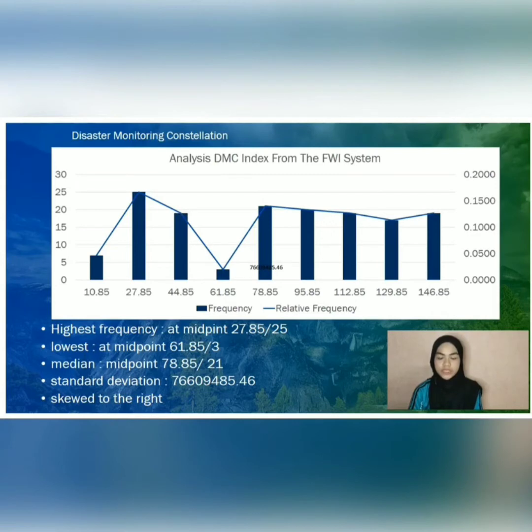27.85 is 25, and the lowest frequency at midpoint 61.85 is 3. The median of this DMC is midpoint 78.85, which is 21, and the standard deviation is 7609485.46, and the histogram is skewed to the right.